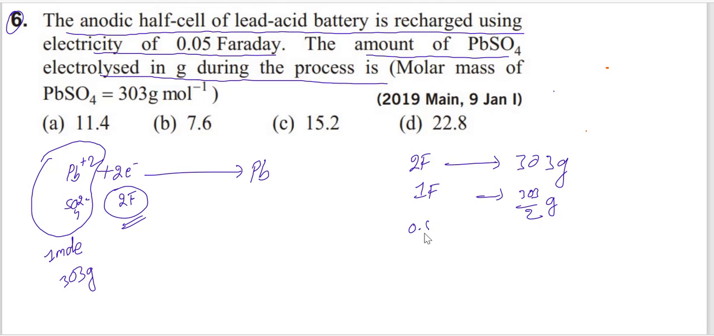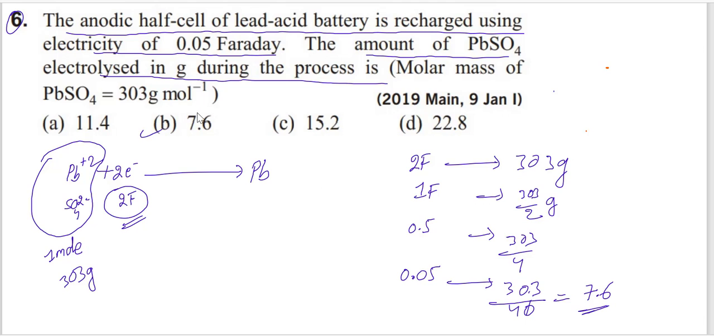For 0.5 इसमें आधा, that means 303 by 4, then 0.05 farad में means 10 times. That means 303 by 40. Yes, just a simple calculation. So if I cut the 0, then I keep it 30.3, then 4 table. 4 sevens are 28. That means approximately 7.6 is your answer. Very simple, within 1 minute you can do.